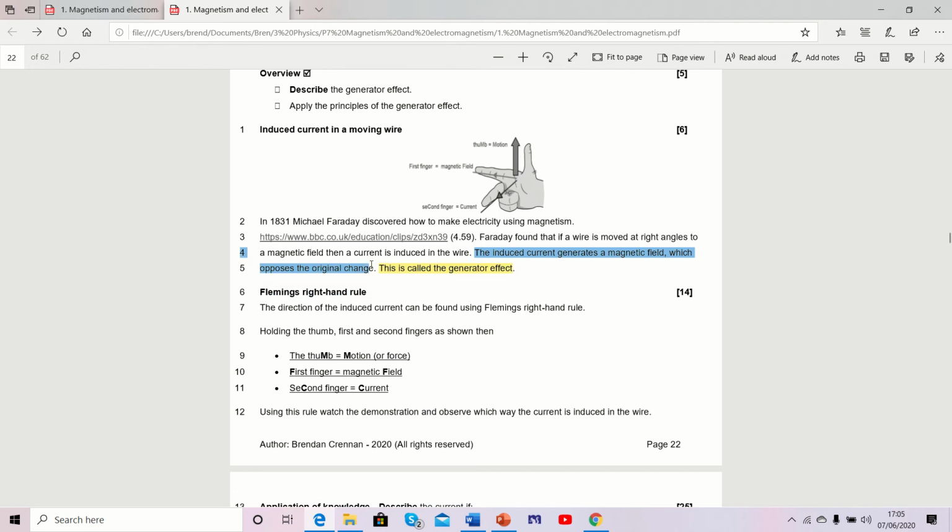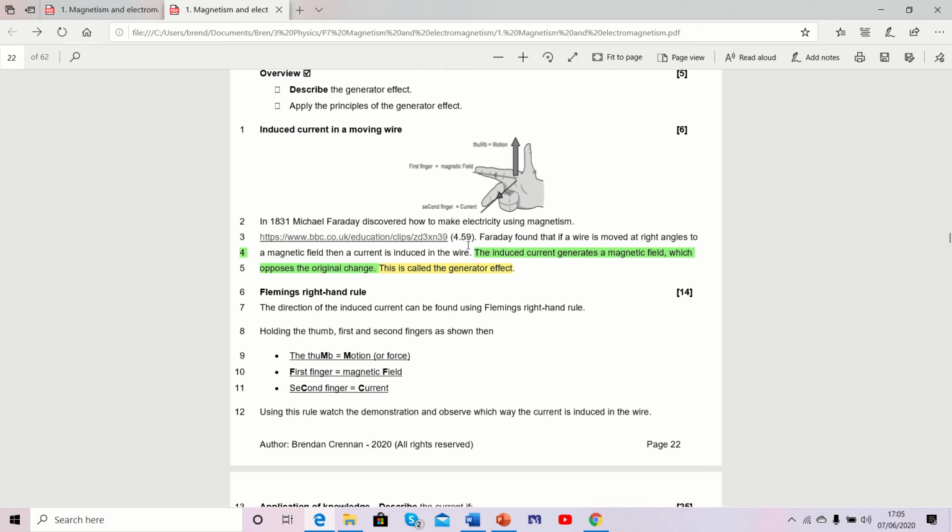So the induced current generates a magnetic field which opposes the original change. In other words, the current basically goes to try and stop the movement. Okay, all you need to really effectively know is that moving a wire in between the poles of a magnet, a current is induced in that wire.